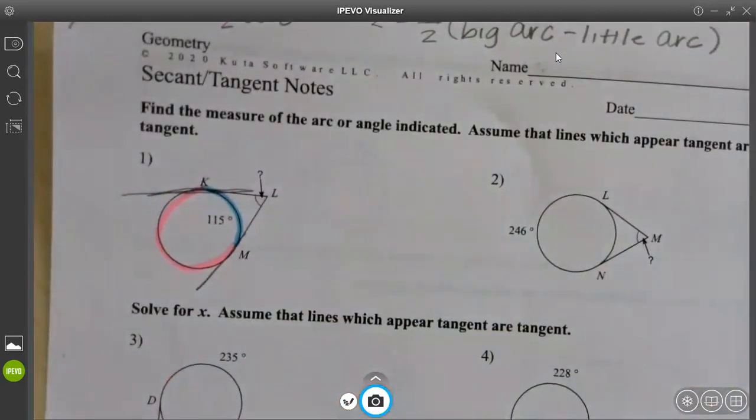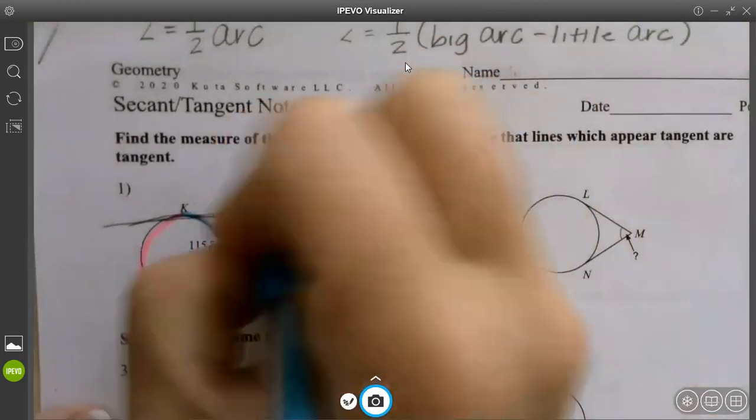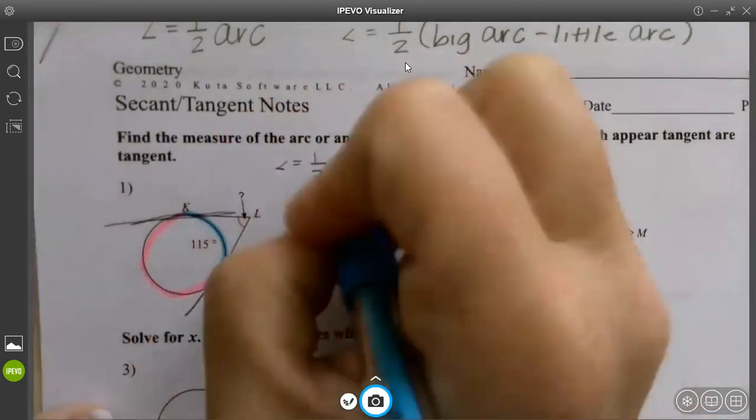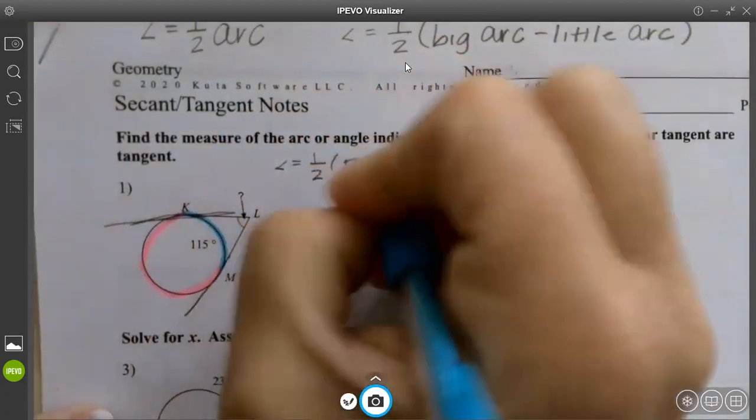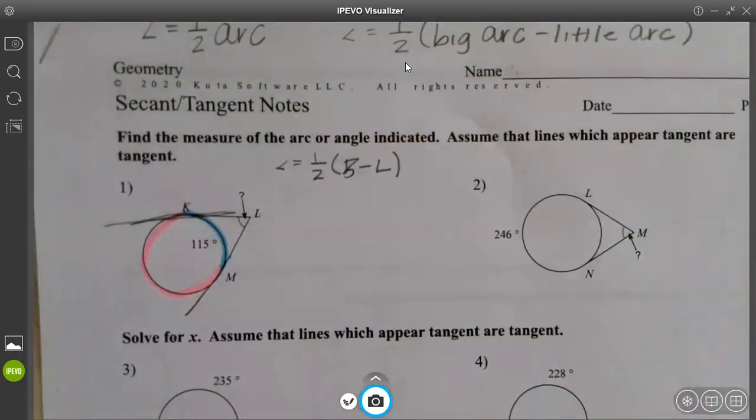So when I say there's two inside, basically the full circle fits inside. You will see lines where they cut through the circle. So these are just two tangent lines. It's all the same formula. If there are two arcs inside, one-half big minus little. So your angle is going to equal 1/2, and I'm just going to do big minus little.